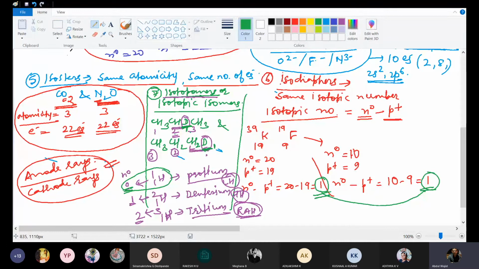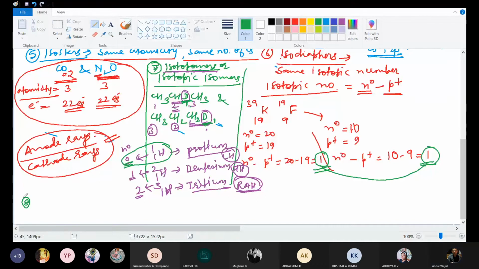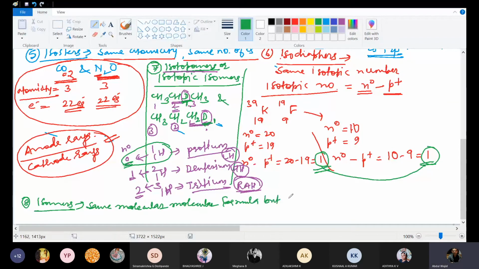Now see, next is isomers. Isomers are those species which have the same molecular formula, but different structural arrangement, or you can say different structural formula.